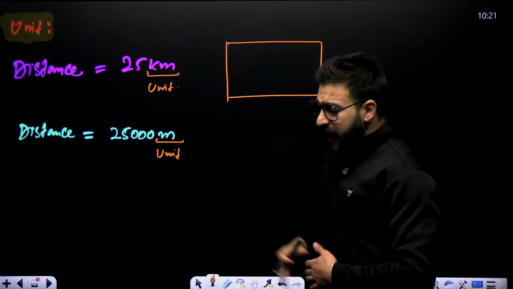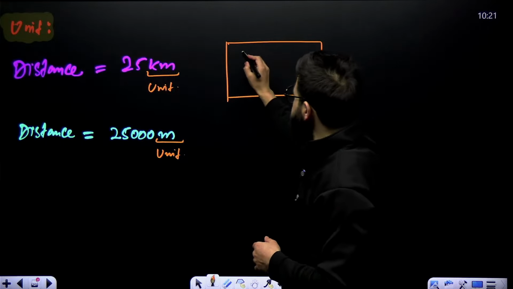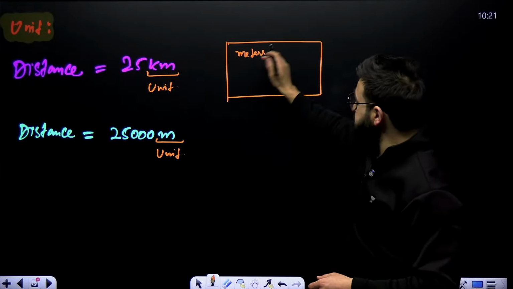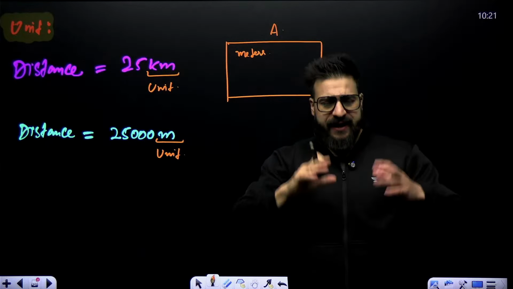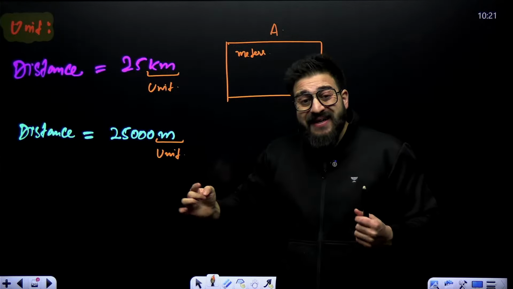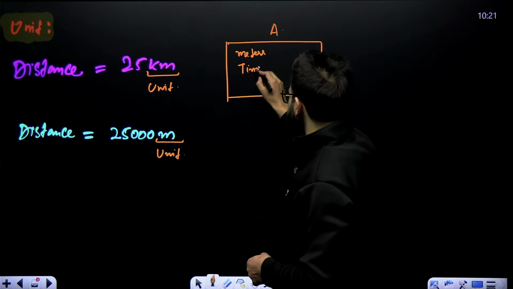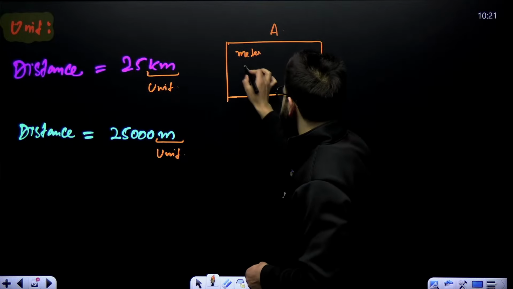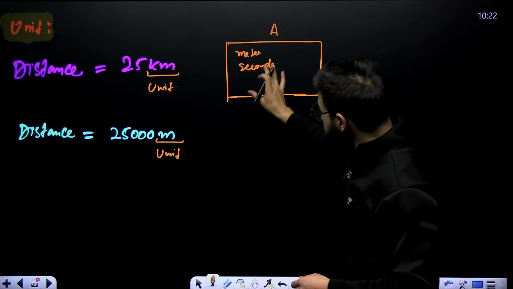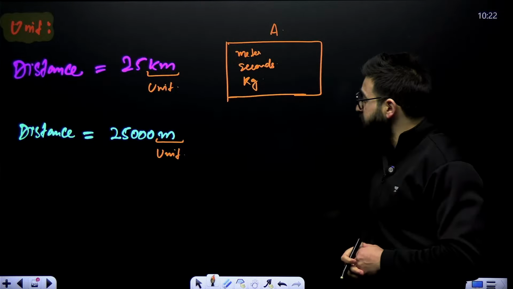Over here, the people usually measure the distances in, let's suppose, meters. This is a particular country. The name of this country is, let's suppose, A. And we went to this particular country and saw that the people are measuring the distance in meters, they are measuring the time in seconds, and they are measuring the mass in kgs.